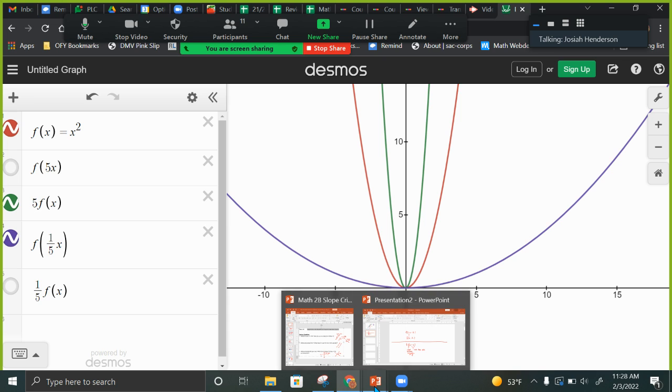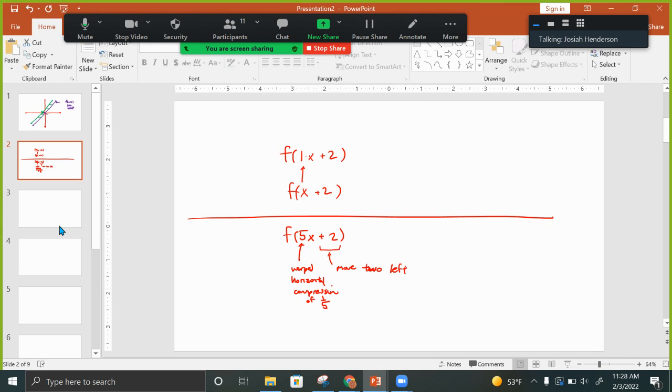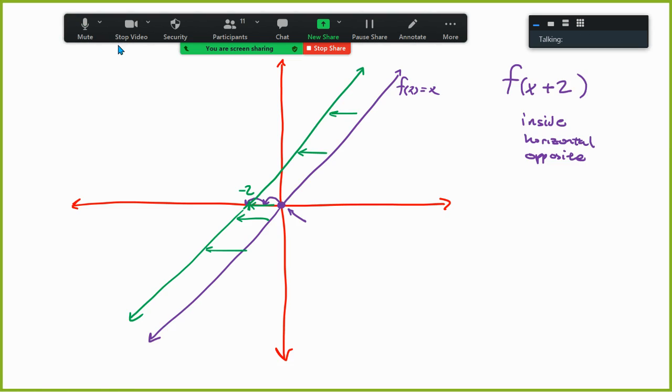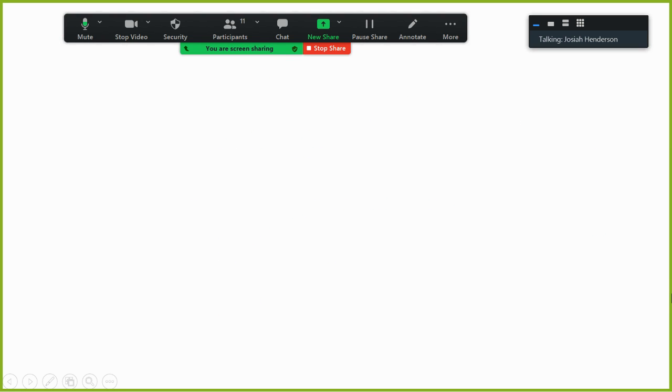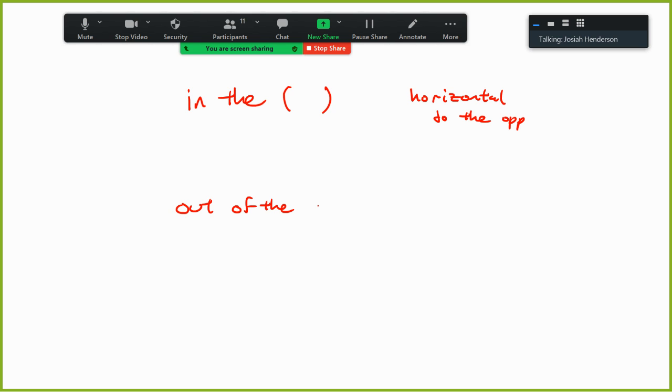What is consistent for us is that anytime we're working in the parentheses, whether we're multiplying a number or adding or subtracting, this could make some good notes. And this goes along with everything we've done this week. In the parentheses means horizontal, and it means do the opposite. If it's out of the parentheses, it means we're doing something vertical, and we do it exactly as it looks. We do it at face value.